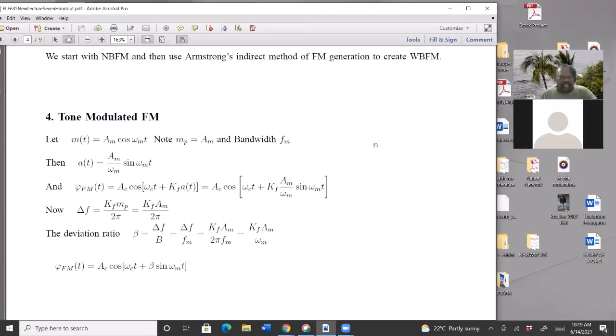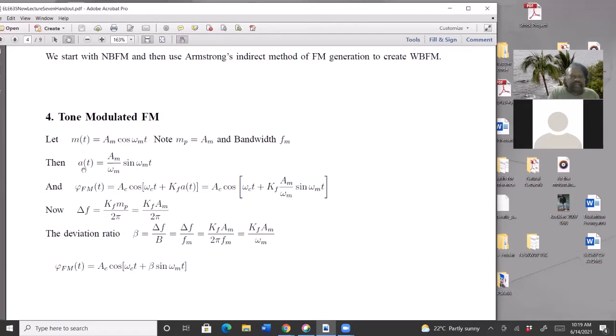And here, after this page, we are going to use that handout I gave you about important reading before FM. There are Bessel's functions and stuff, they are going to come. Okay, so consider the tone message A sub m cos omega m t. So we know the peak value is A sub m and the bandwidth is f sub m. We can easily note that.